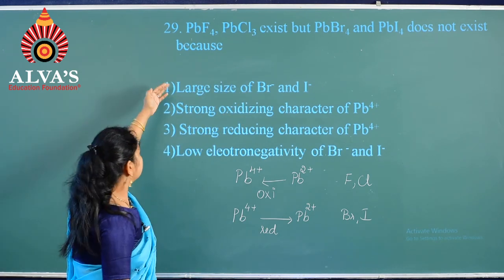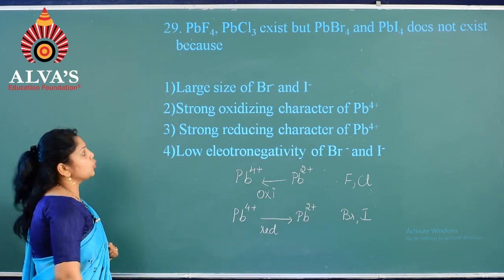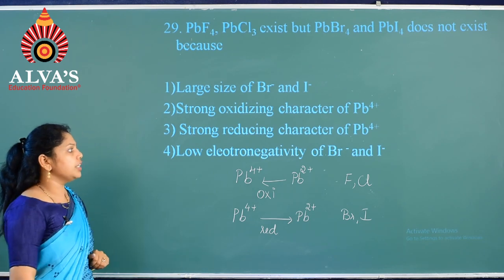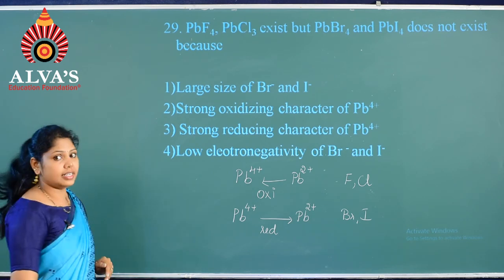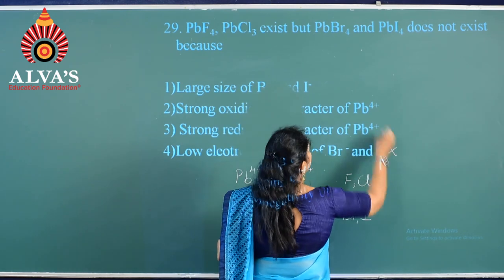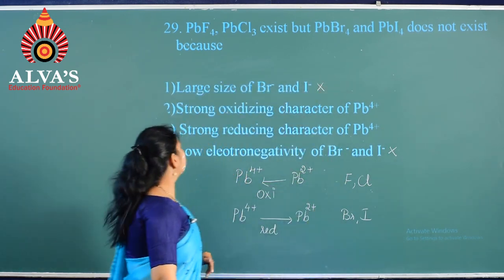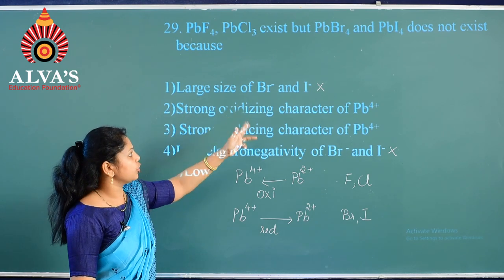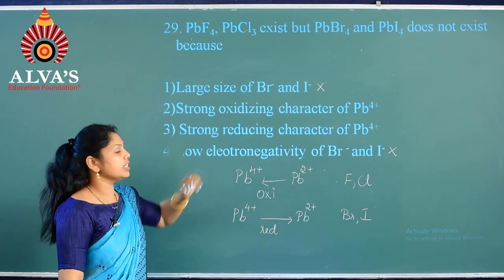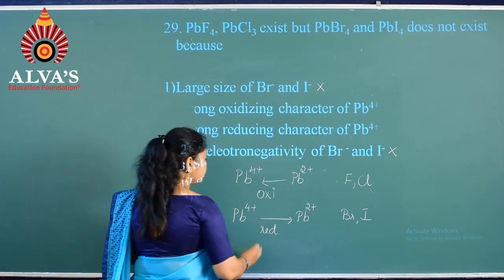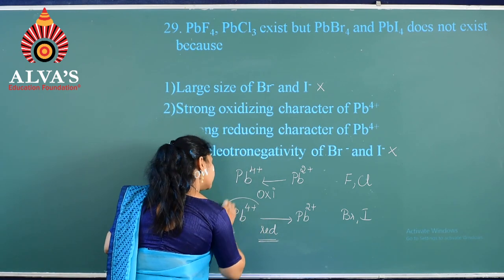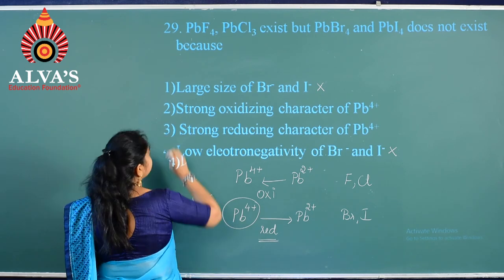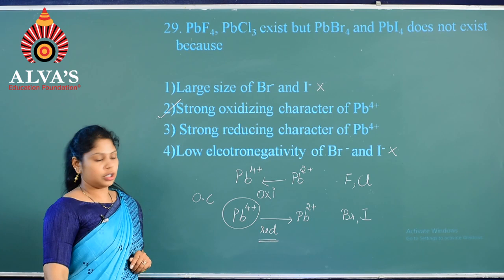But such options are not available in the given question. Large size of Br minus and I minus, and low electronegativity of Br minus and I minus are present, but these are wrong. So, we have to go with option number 2 and 3. In 2 and 3 you can observe the strong oxidizing character of Pb4 plus, and strong reducing character of Pb4 plus. So, this is a reduction reaction, hence Pb4 plus is showing strong oxidizing character, hence option number 2 is the correct answer.